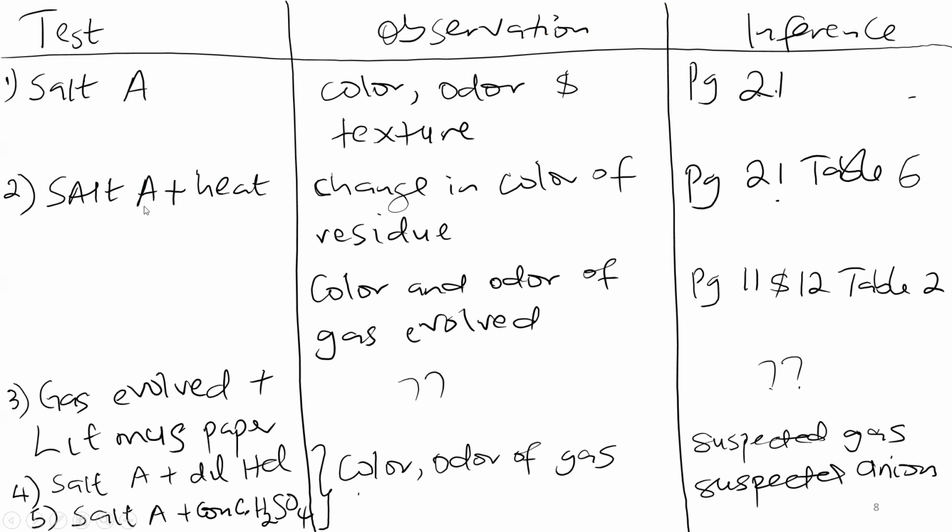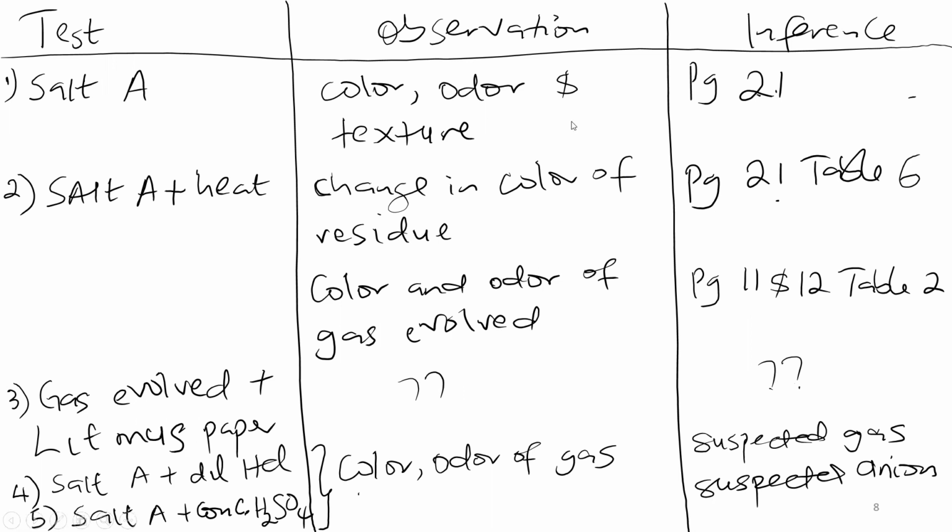Then number 2, we look at the salt A plus the heat. So we look at the change in color of the residue. We can get that inference on page 21, table 6. We look at the color and the odor of the gas evolved. We can get that on page 11 and 12, table 2. Then we also look at the gas evolved plus litmus paper. We get the observation and we also give the inference.